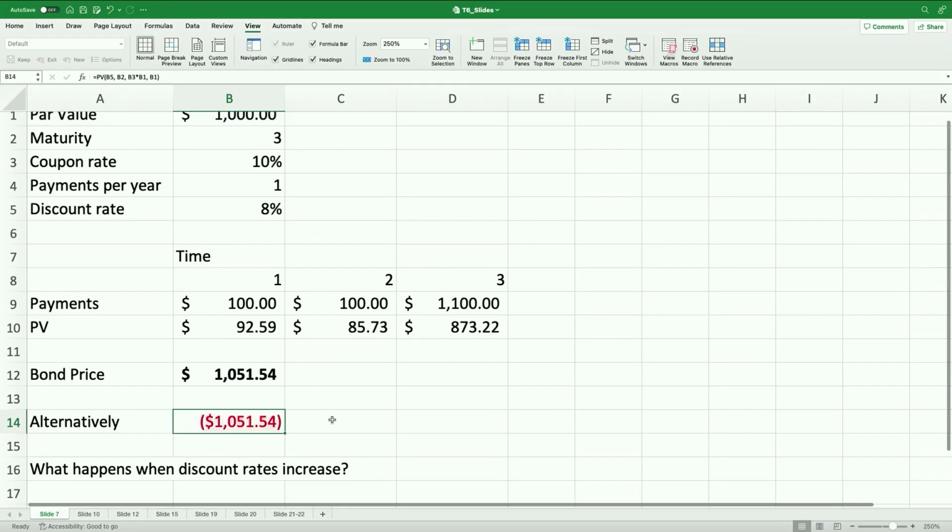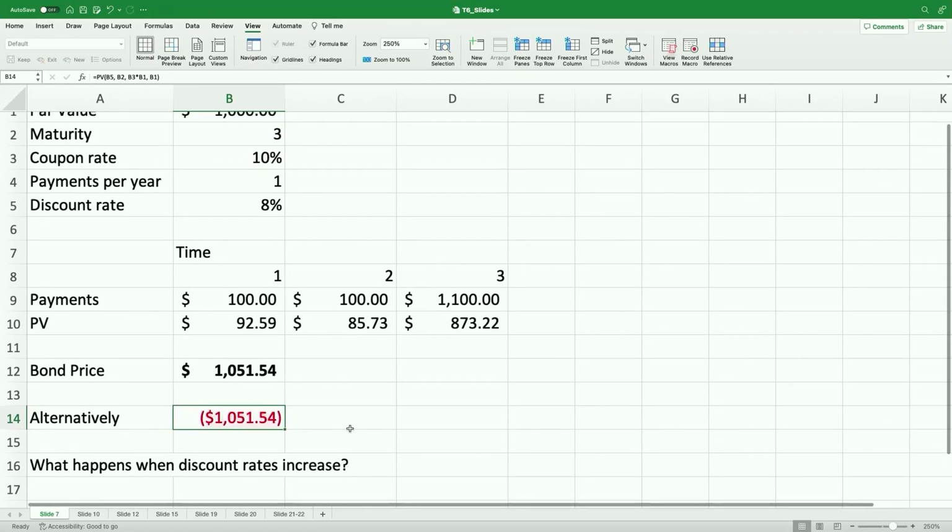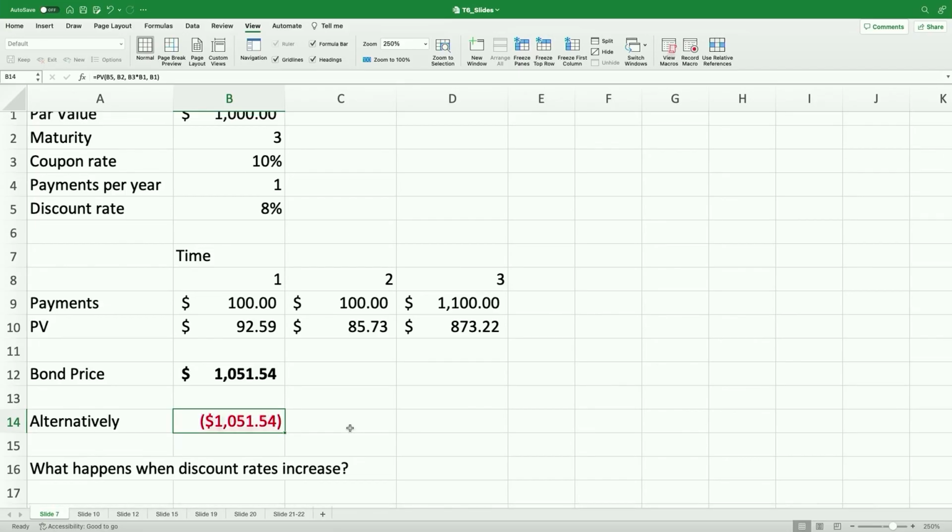Okay. So question, what happens when discount rates increase? Well, before I show you, think about the single cash flow formula. When a discount rate goes up, when that denominator, that 1 plus r to the power n, when r goes up, you're going to be punishing future cash flows more, right? When you go from future cash flow to present value, that future cash flow is going to be discounted more heavily, right? So let's see that.